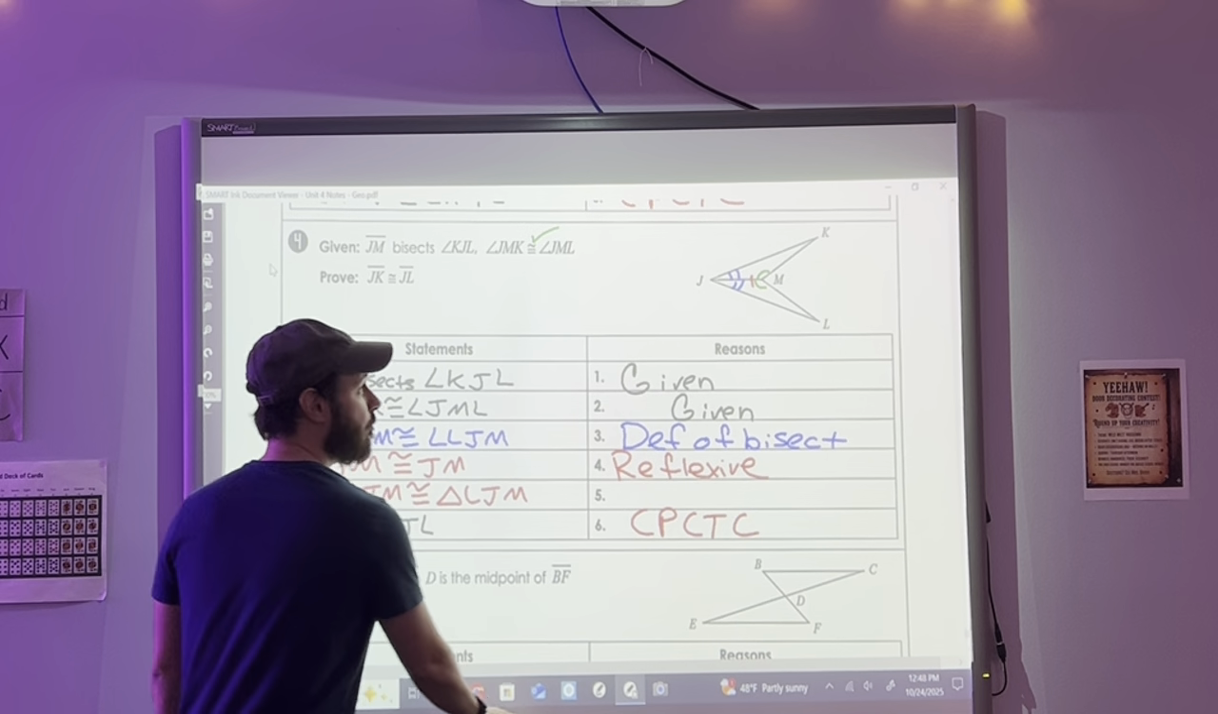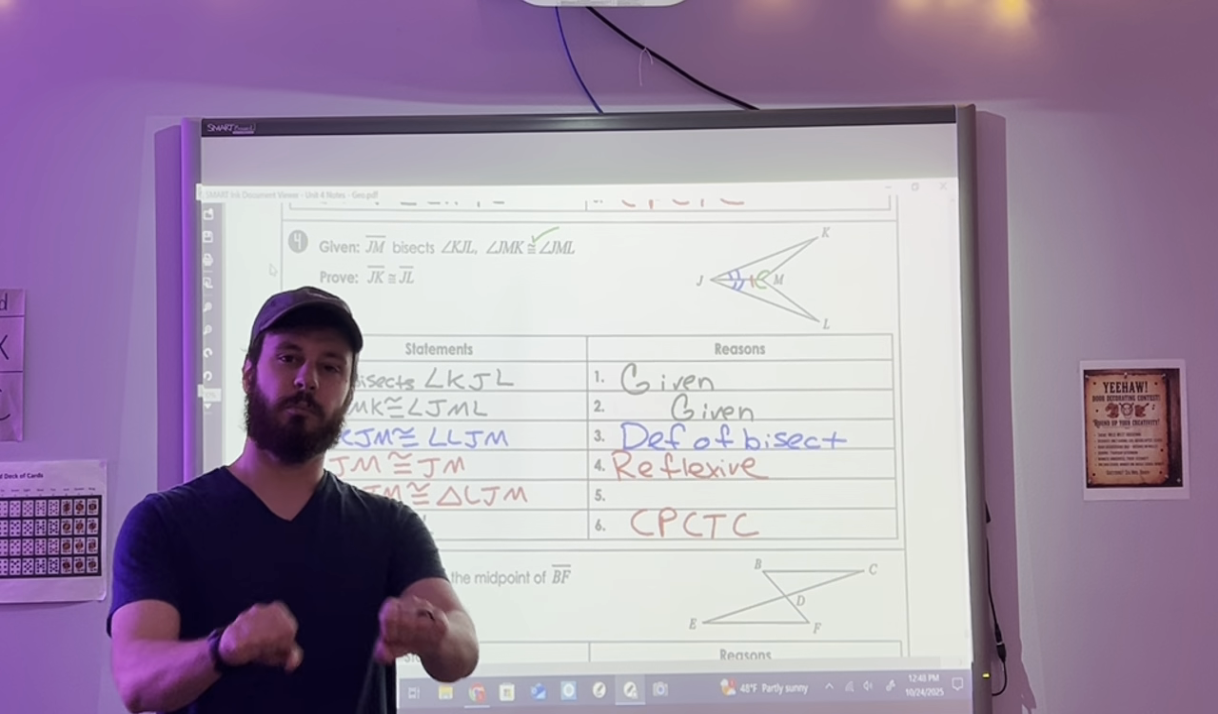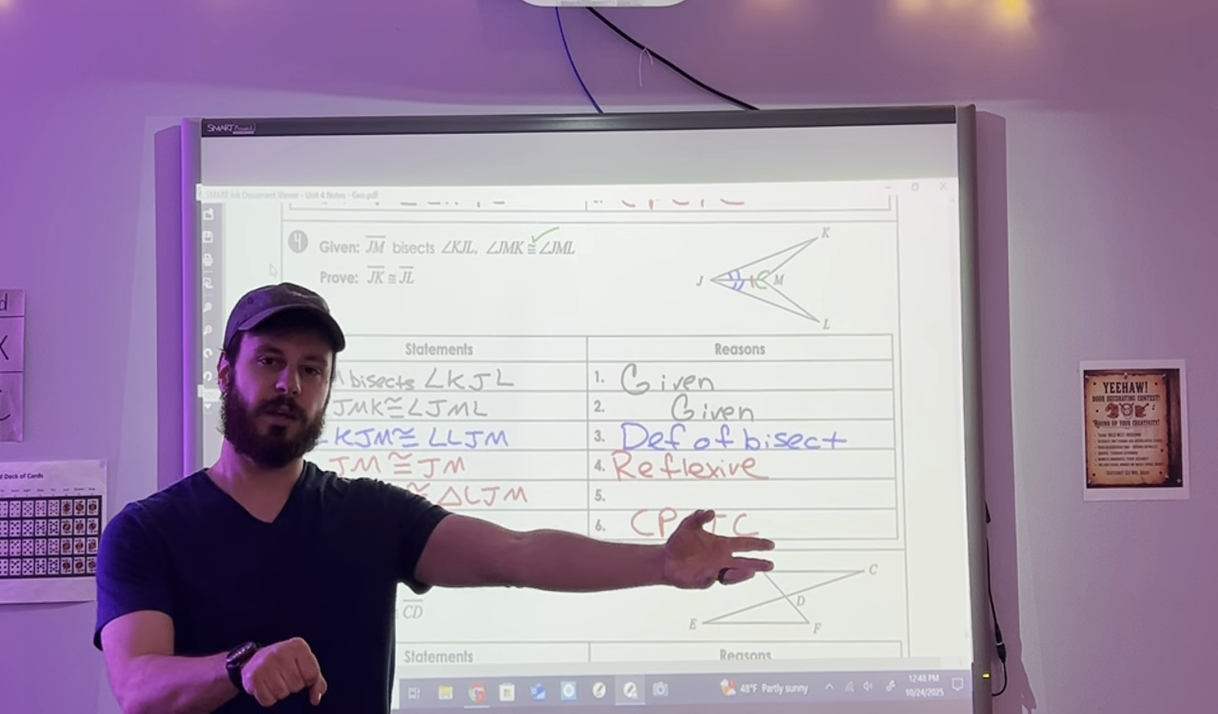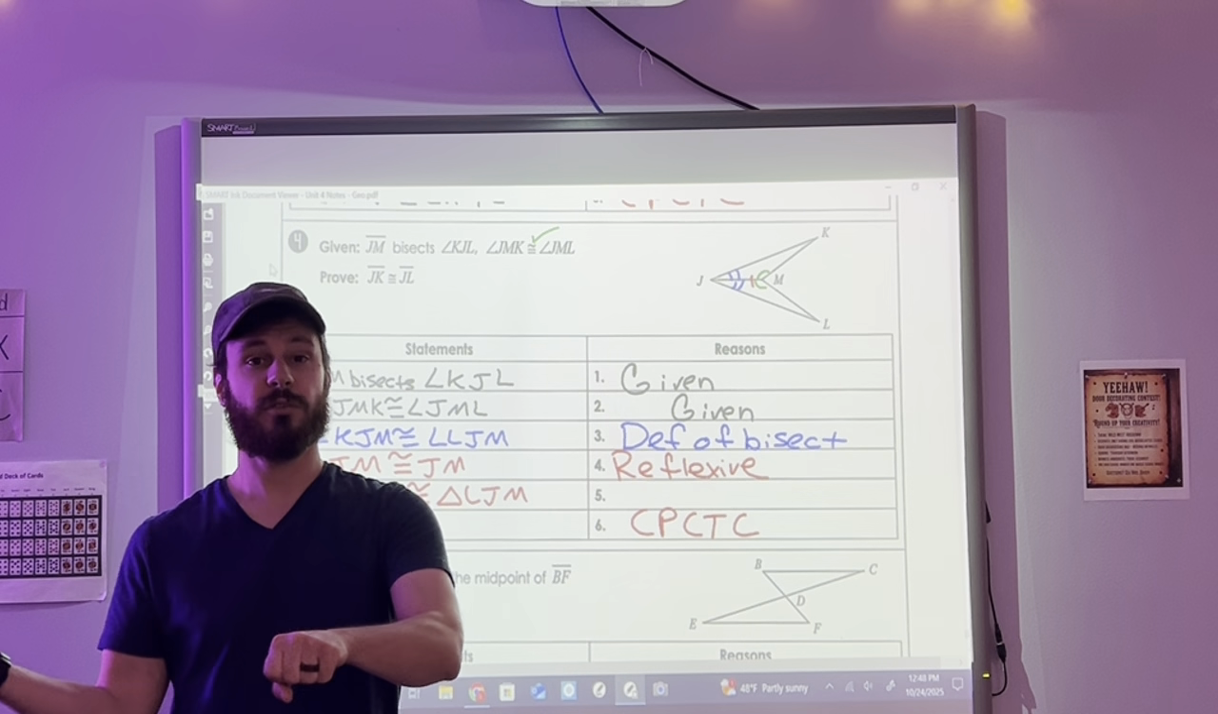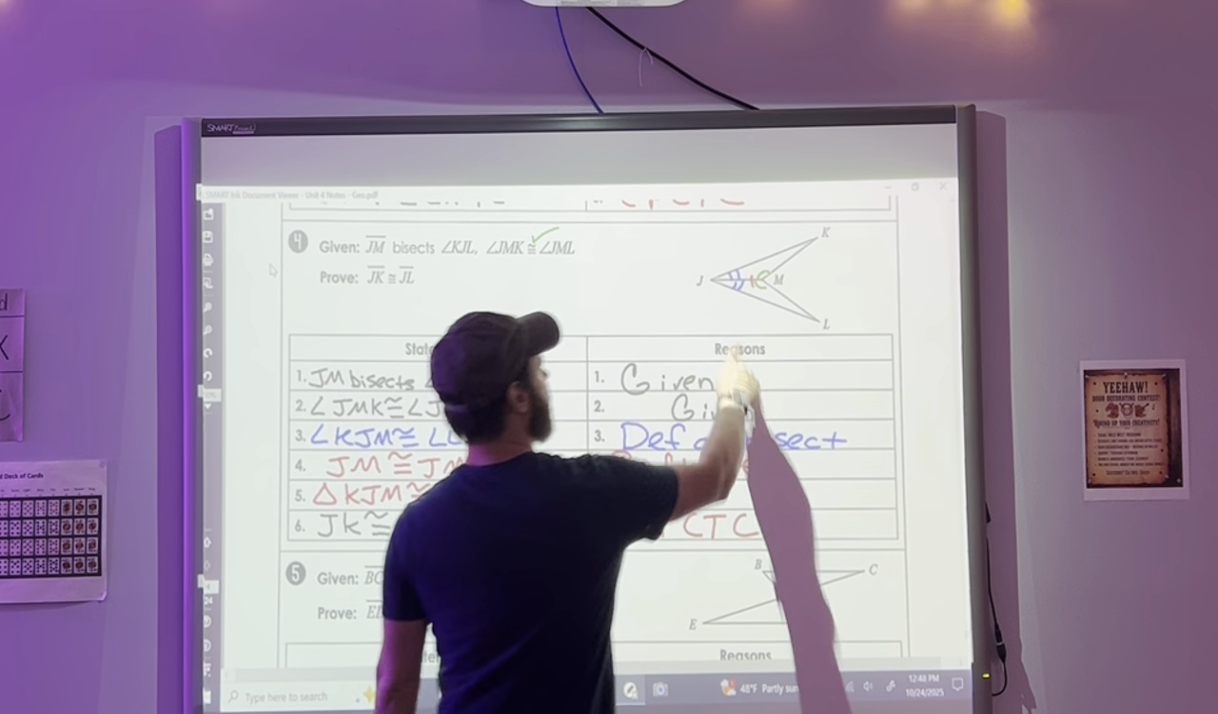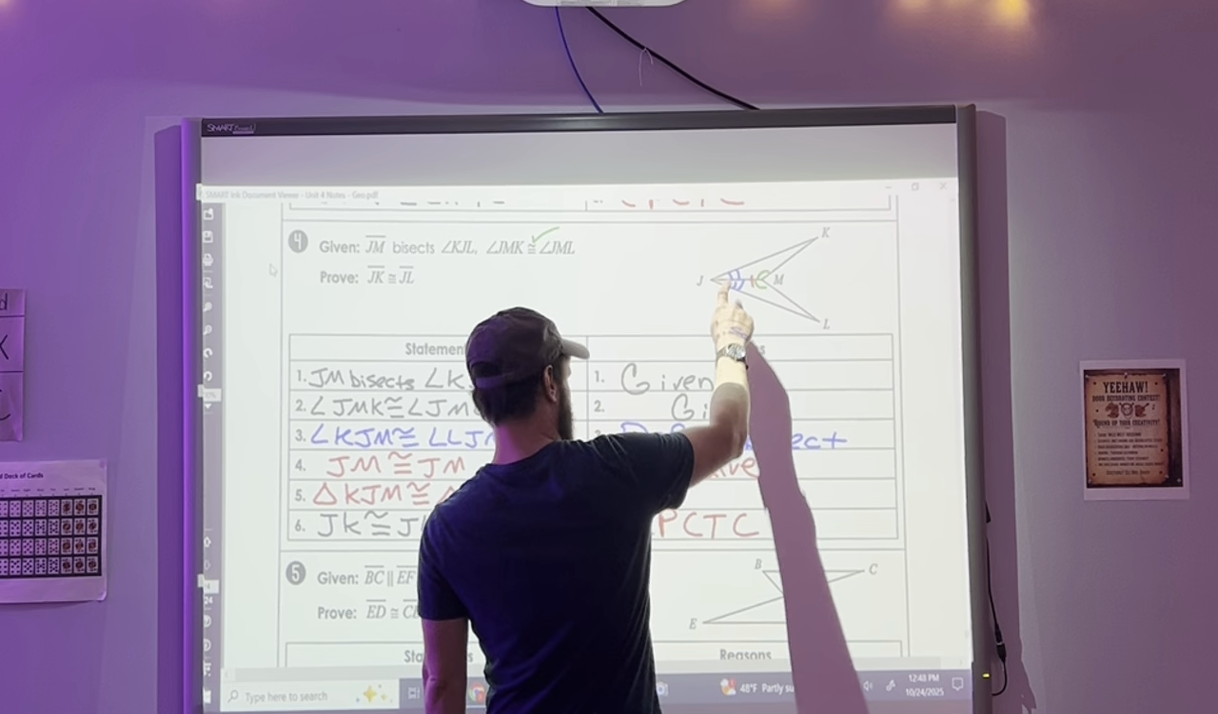What have we built? We've built a dumbbell. We have a bar that is red, and on one side of it is a blue corner, and on the other side is a green corner. When I have a dumbbell like this, it is angle, side, angle.